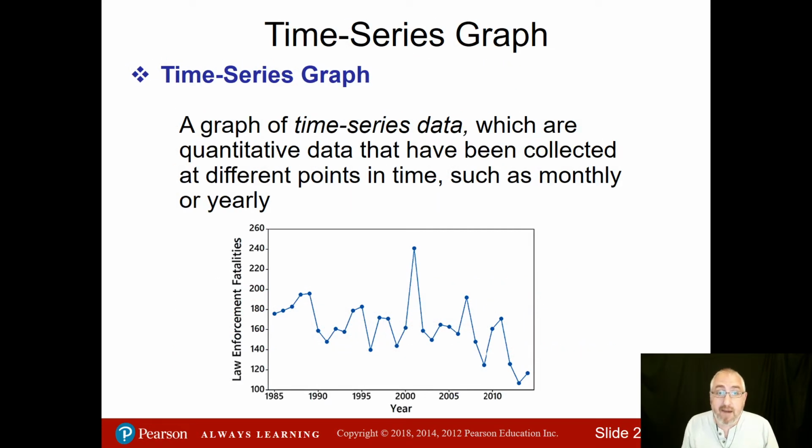Time series graphs. Again, this one's fairly straightforward. You've got the time across the bottom, and on the vertical side, in this case, they have an example of law enforcement fatalities. So you can track how things trend over time. The coronavirus is a good example of that, how that trends. We're not going to be doing these as well.